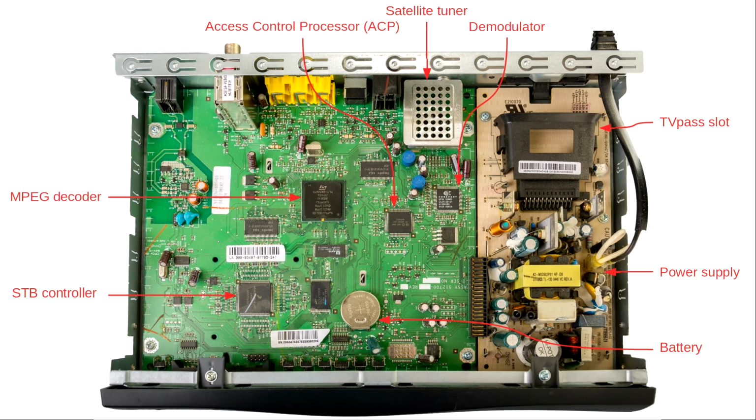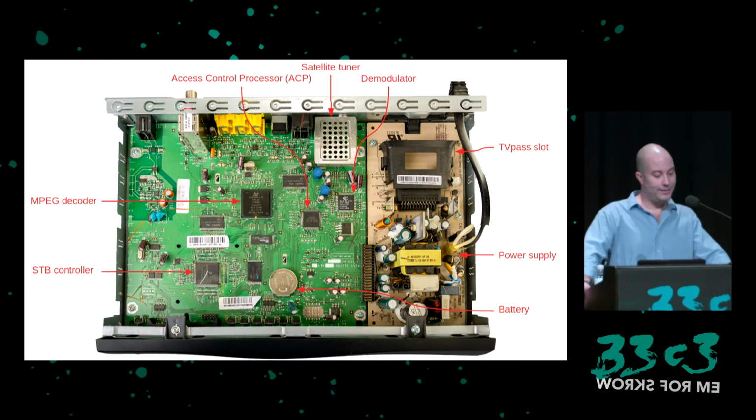A 68K microcontroller acts as the set-top box main controller. It communicates with the MPEG decoder as well as with the ACP via an SPI bus. A battery provides backup power to the ACP, so it will retain RAM contents even when the set-top box is unplugged. There's a TV pass slot near the power supply. This is an upgrade slot with a card edge connector to allow for security upgrades.